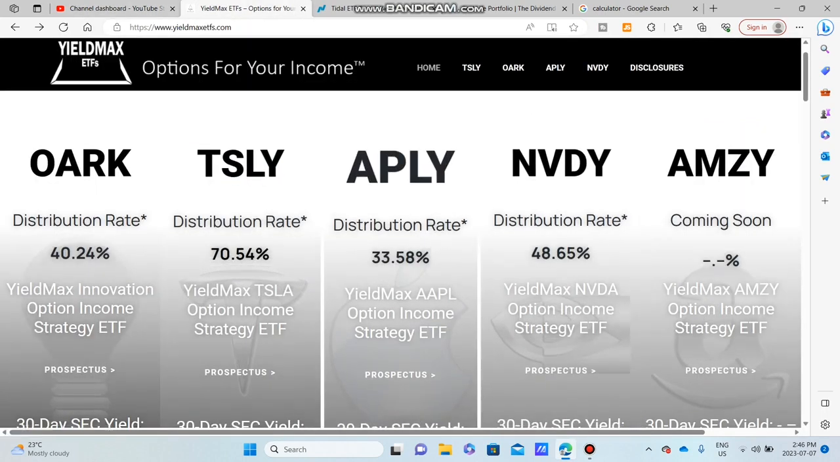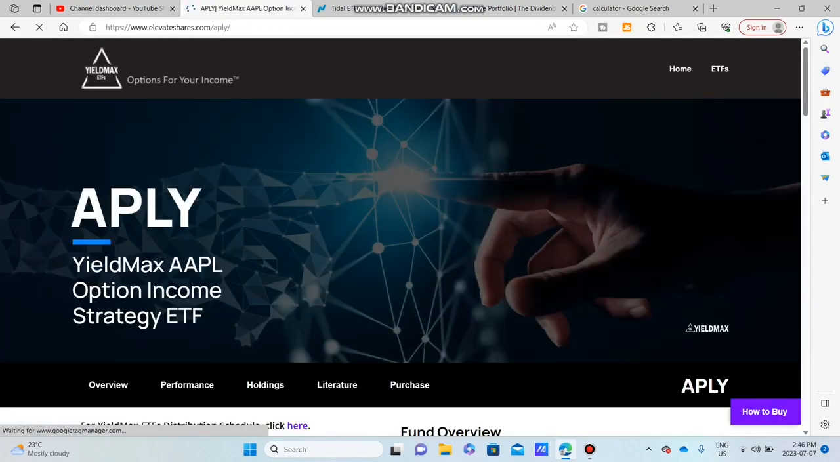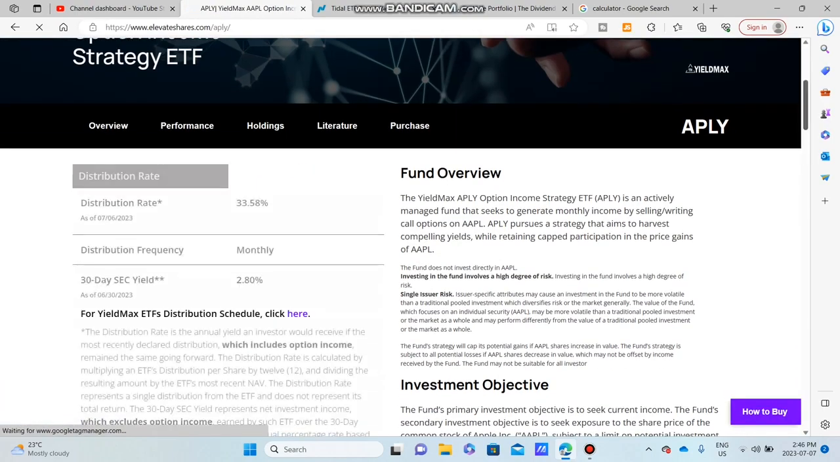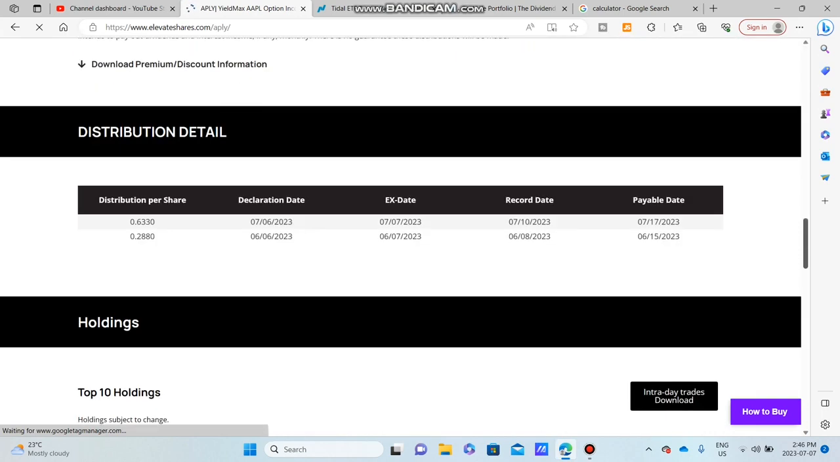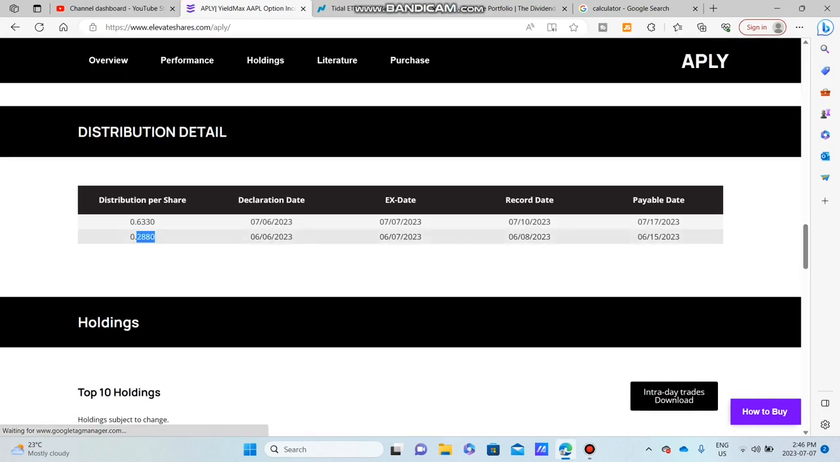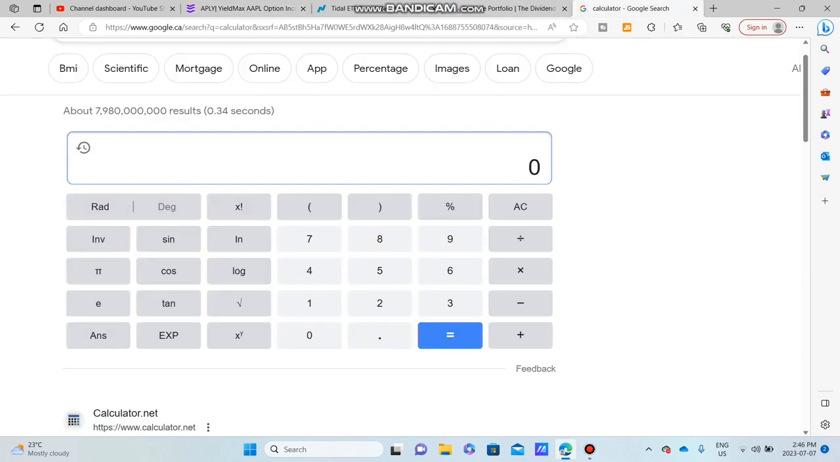So I want to start with APLY. APLY more than doubled their current dividend. As you can see, they started out at roughly 29 cents a share in the last dividend and jumped to 63 cents a share. So if you own 100 shares of APLY and receive 63 cents per share, you're going to receive $63 in dividend income for this month.